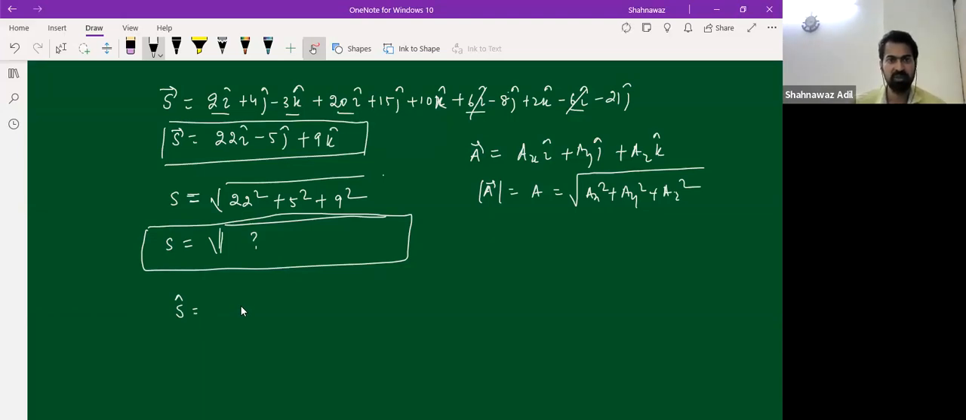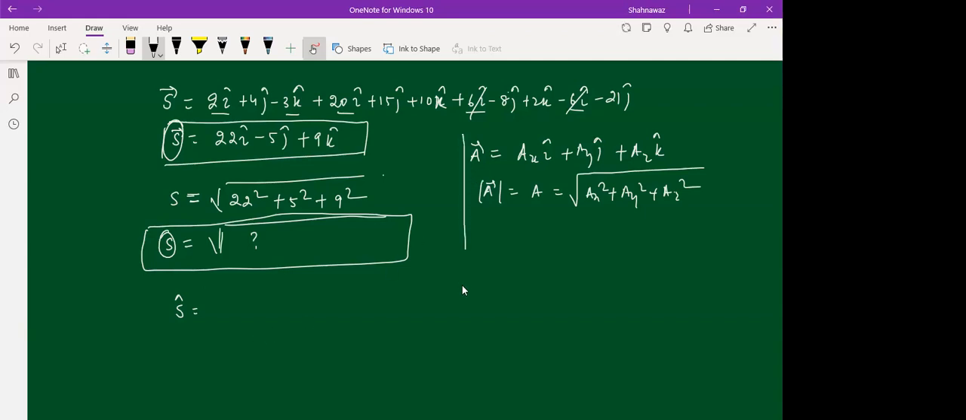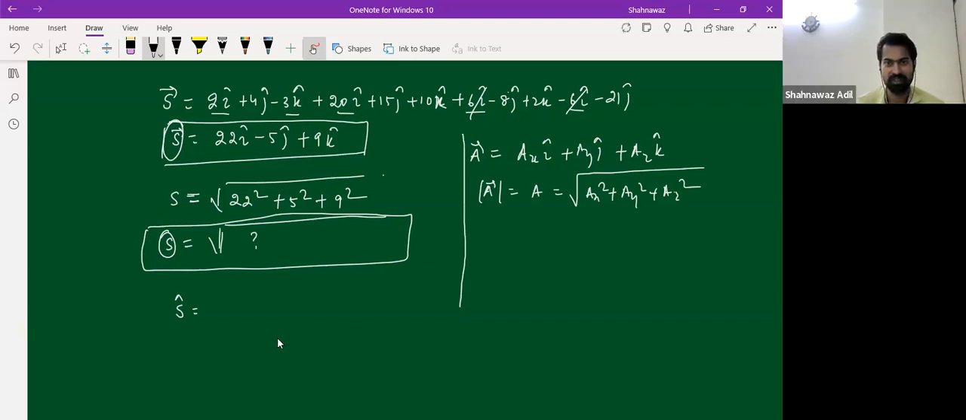Yes, what would be the direction of this vector? You have this magnitude and you have this vector, so what would be the direction? Do you remember, or what? Sir, I don't remember it. So revise, guys, right? Yes, Akif sir, what is the direction?